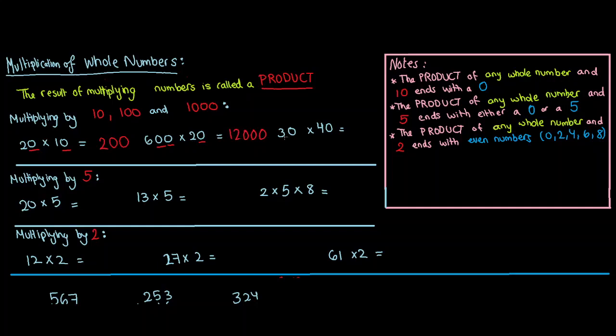One more example, 30 times 40. In this example, we've got 2 zeros. We write the 2 zeros down. And then 3 times 4, that is 12.